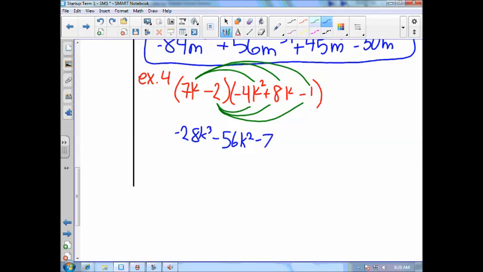K to the 3rd power. What if you had a problem that was k to the 5th times k squared? What would it become? K to the 5th times k squared? To the 7th, k to the 7th. So make sure, because I think there's a couple in your homework that you'll have some larger exponents like a 7.